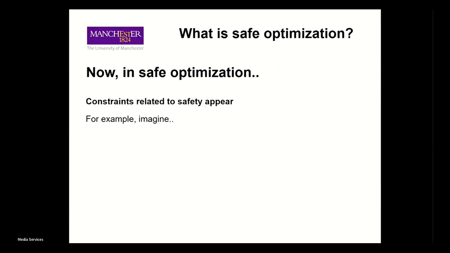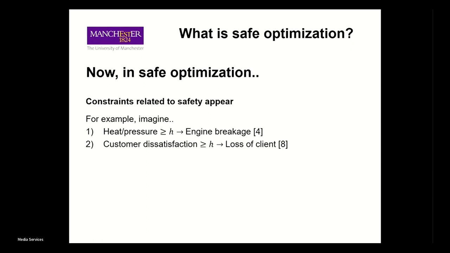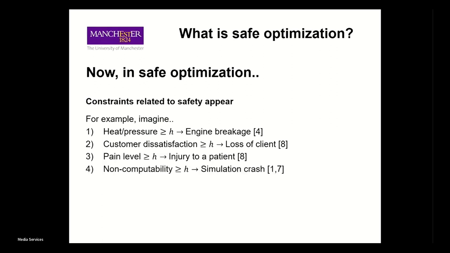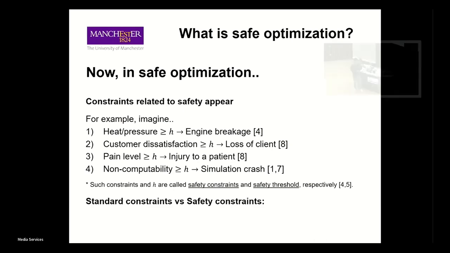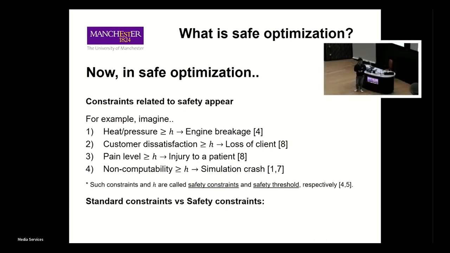But in safe optimization problems, you have some constraints related to safety. For example, imagine an engine calibration problem, where you would like to ensure the heat and pressure are below a certain threshold. Other examples are customer dissatisfaction for a movie recommender system, pain level for clinical experiments, and non-computability for simulation studies. Such constraints are called safety constraints, and the h on the right-hand side of the equations is called the safety threshold.